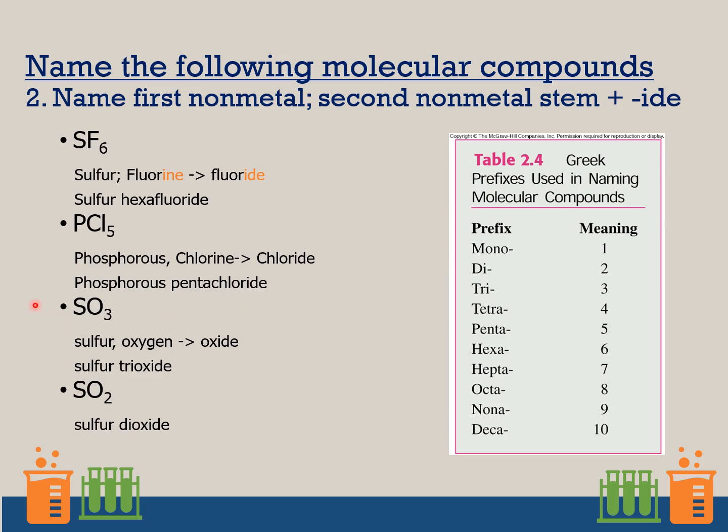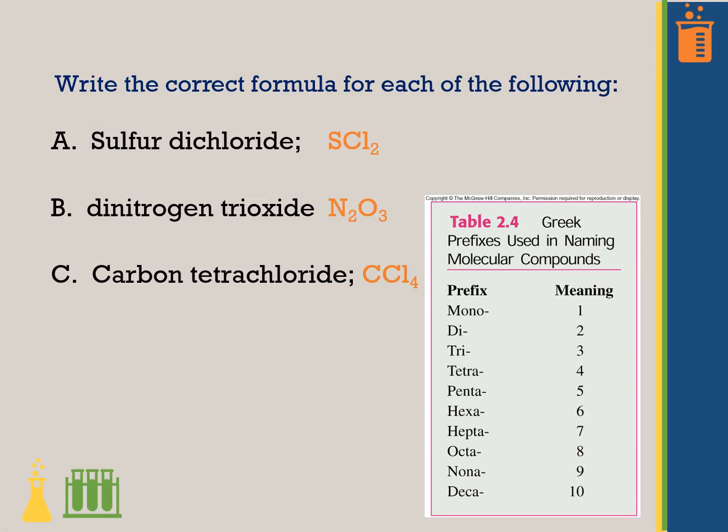Notice the last two are between sulfur and oxygen. With molecular compounds, we can have more than one compound between the same nonmetals. S is sulfur, oxygen is O, then get rid of the last portion of the word and keep just the nonmetal stem, and then that becomes oxide. So sulfur trioxide, where tri is 3, and sulfur dioxide for 2 oxygen atoms. Here's another example you can work out on your own.